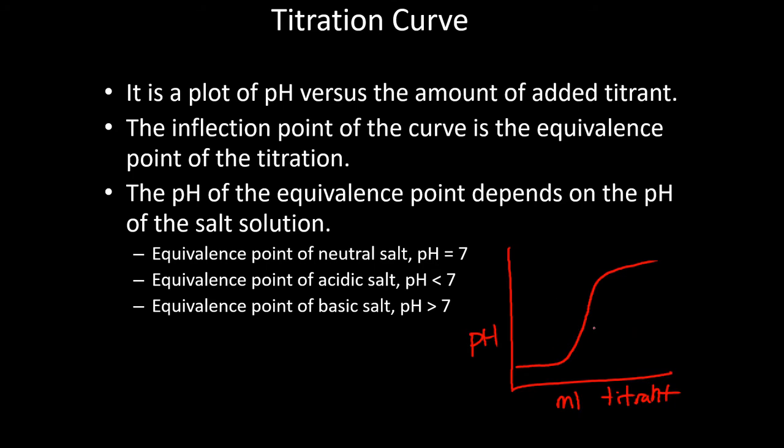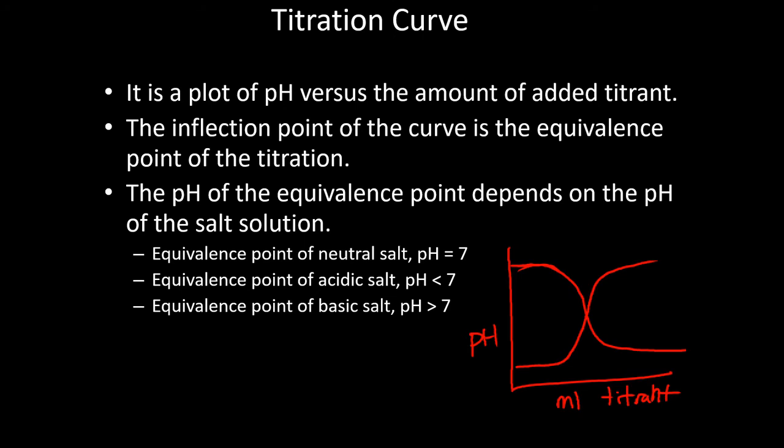Now if we're doing the opposite process where we start with a base and we titrate it with an acid, it's just going to look essentially flipped. It's going to be the mirror image of this one, but the overall shape stays the same. So the equivalence point pH is going to vary based on what it is that we're titrating.